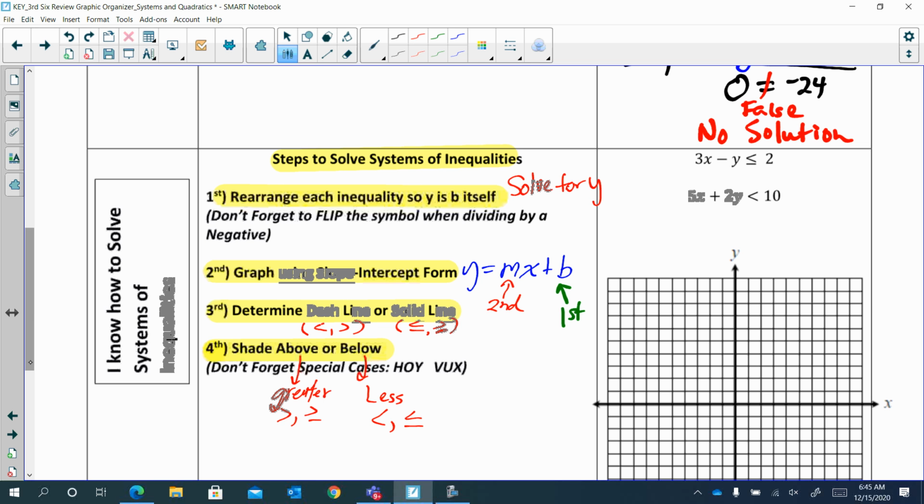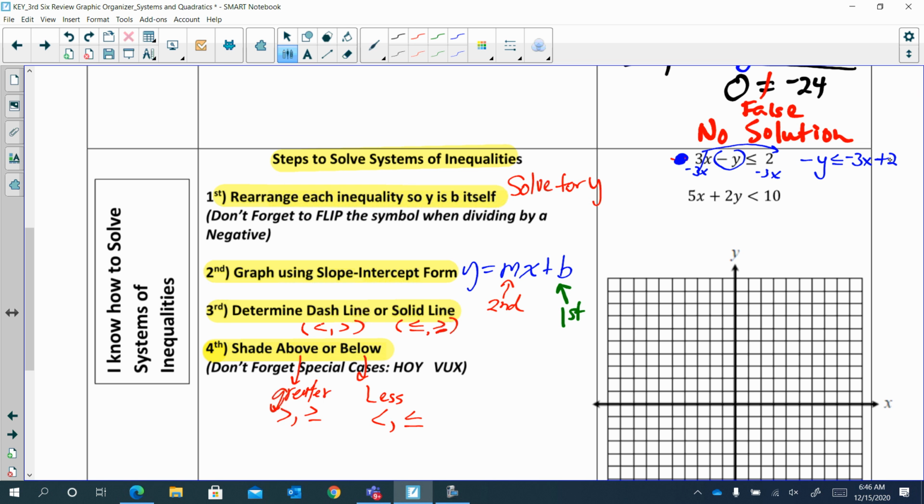We're going to talk about some things not to forget. For this first inequality, I'm going to work in blue. We have to solve for y. I could do this by subtracting 3x on both sides or just moving it over. When I do that, don't forget your sign right here. You're going to get negative y is less than or equal to negative 3x plus 2.